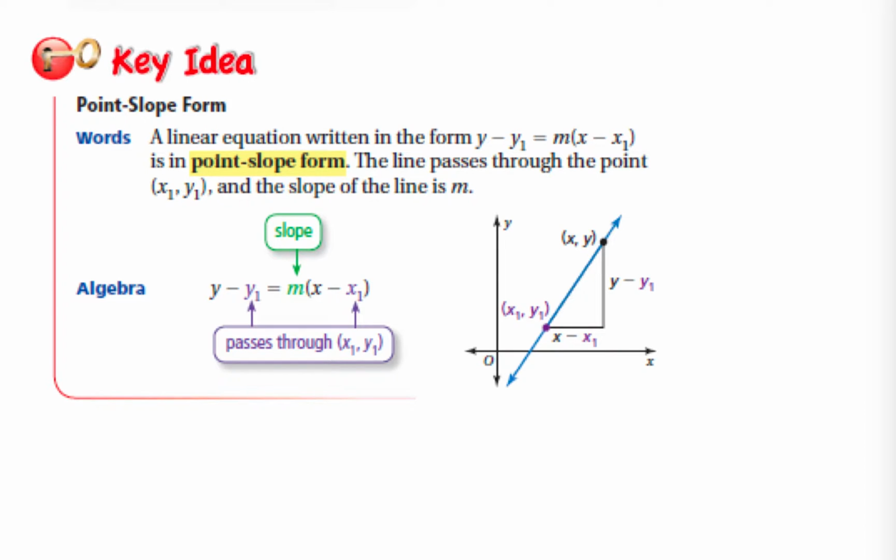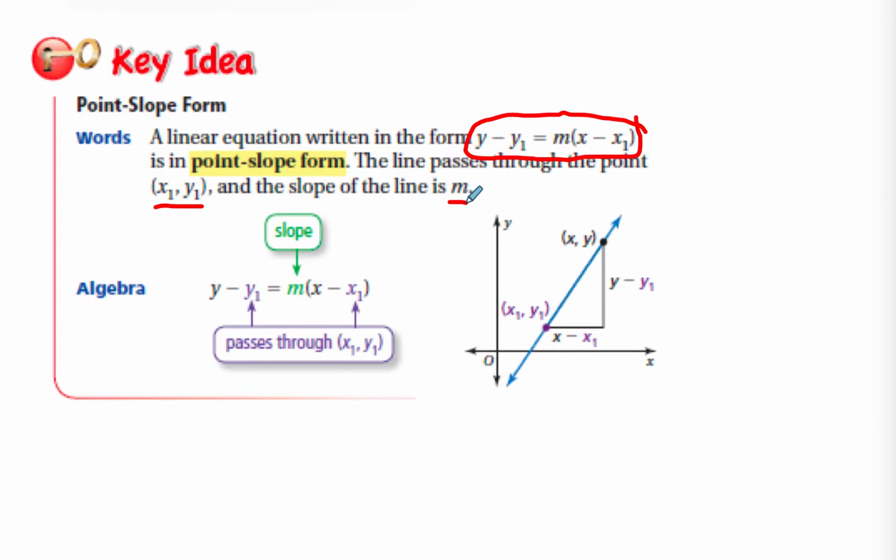All right, so here in words it says a linear equation written in the form y minus y1 equals m times the quantity x minus x1 is in point-slope form. So I'm just going to circle that formula for you here because that's a really, really important one. Y minus y1 equals m times quantity x minus x1. That's point-slope form. The line passes through the point x1, y1, and the slope of the line is m.